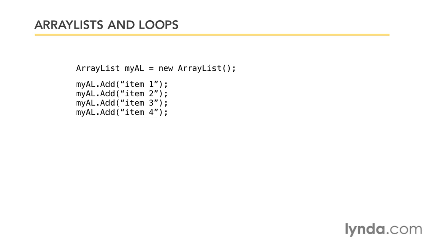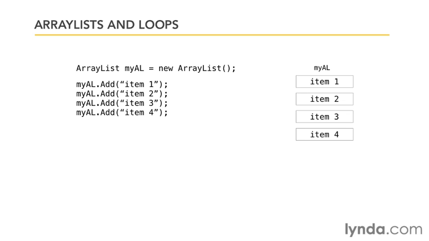Okay, let's take a look at array lists and loops. So suppose we had an array list that we declared like this, and we added a whole bunch of items 1, 2, 3, and 4. Out in memory, this goes ahead and creates an array list with 4 items in it. Now, if we wanted to loop over the contents of this array, there's a couple ways we could do it.